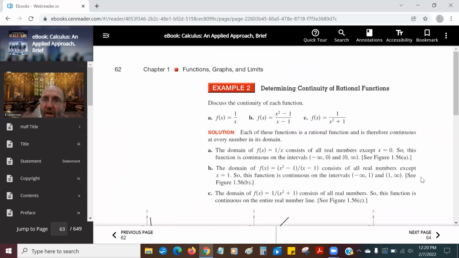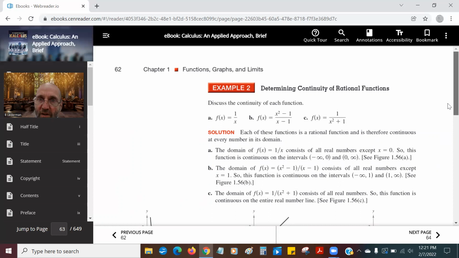Alrighty. Now these are going to be continuous except where x equals 0, and this is except where x equals 1. Why am I saying 0 and 1? Because if the bottom of the fraction equals 0, that makes the function undefined. Everywhere else, it's going to be continuous, but not when x equals 0. This will be continuous everywhere else, but not where x equals 1. This one, the bottom never equals 0 because the square is always greater than or equal to 0. So it's going to be 1 plus something. So the bottom is always going to be a positive number. It's never going to be 0. So this is going to be continuous everywhere.